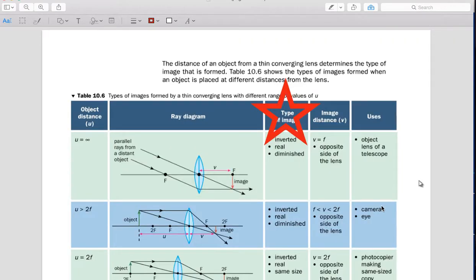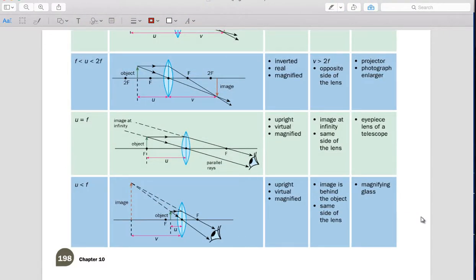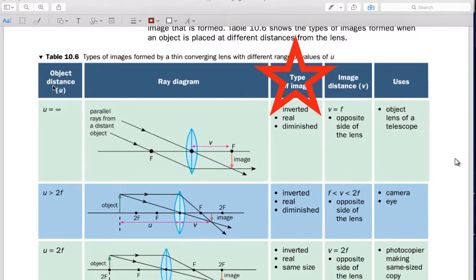These are locations of images. This table over here is important. Let me just make this continuous. These are just an object at different distances. For example, an object at infinity, that means a very far away object, for example a tree across the street. If it passes through a lens, the image will be formed at my principal focus.